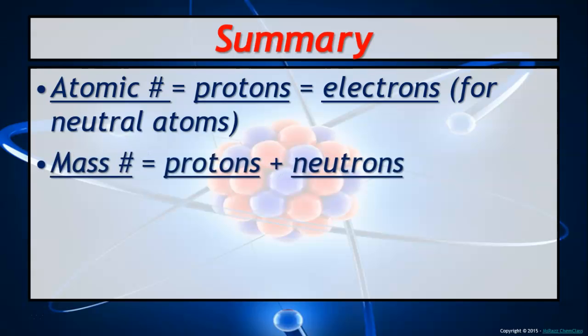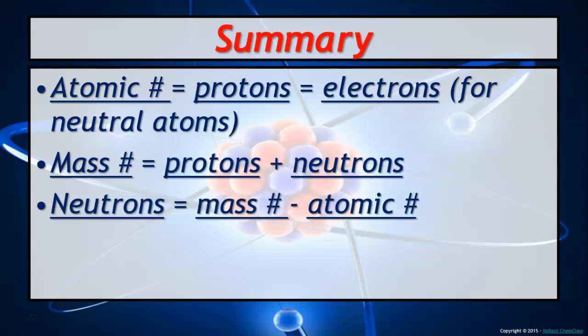The mass number is equal to the protons plus the neutrons. So the mass number, the mass of the atom, is equal to how many protons it has plus how many neutrons it has. And then we can find the number of neutrons if we happen to know the mass number, and we subtract the atomic number, or same thing as subtracting the number of protons. All of those statements are true.